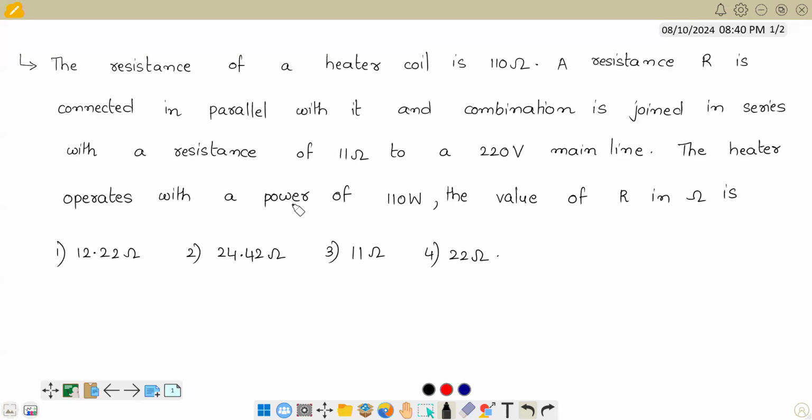Hello student, the question says the resistance of a heater coil is 110 ohm. A resistance R is connected in parallel with it and the combination is joined in series with a resistance 11 ohm to a 220 volt main line. The heater operates with a power of 110 watt. The value of R in ohm is.